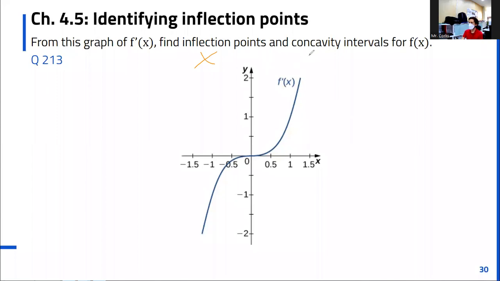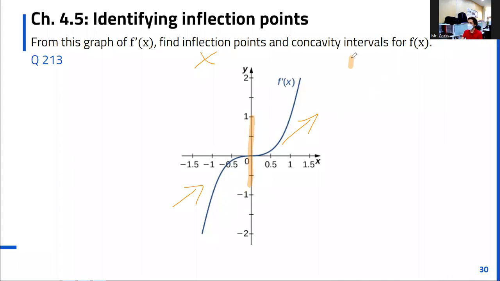Okay, then concavity intervals. So we have an increasing slope here and we have an increasing slope here. So at the very least, we are concave up. Let's do this. We are concave up after 0 here, and we are concave up before 0 here. But right at the spot, technically we are not concave up. So concave up and then flat and then concave up again.